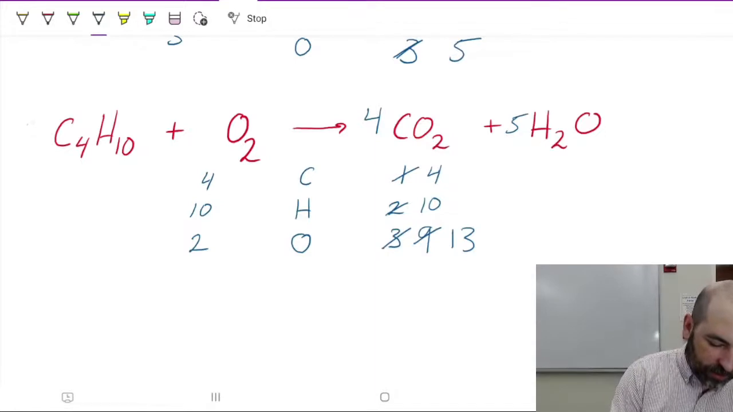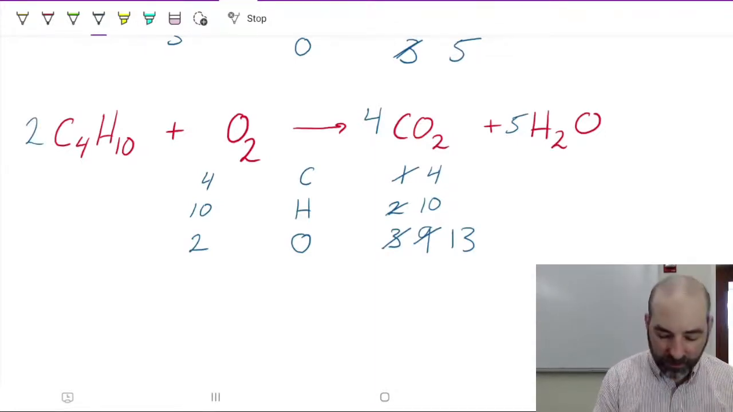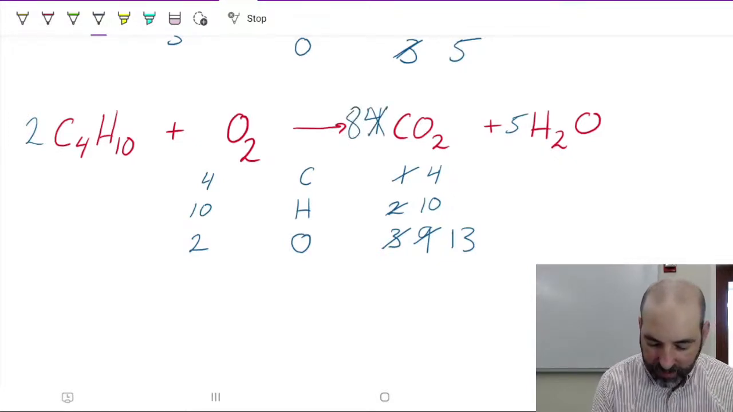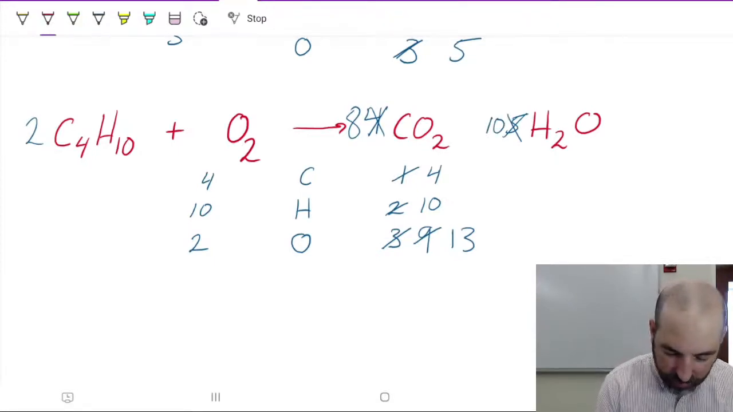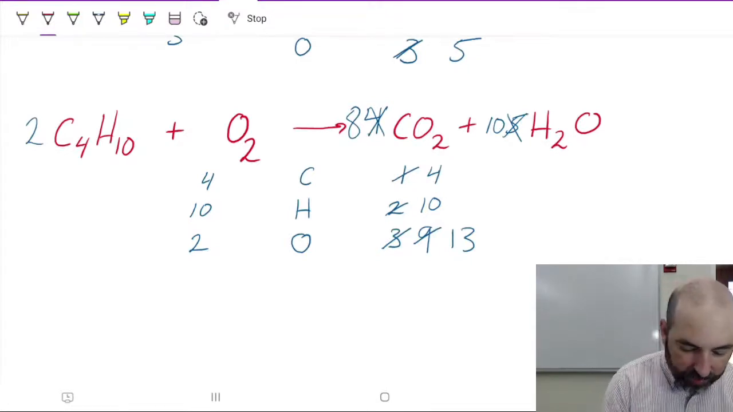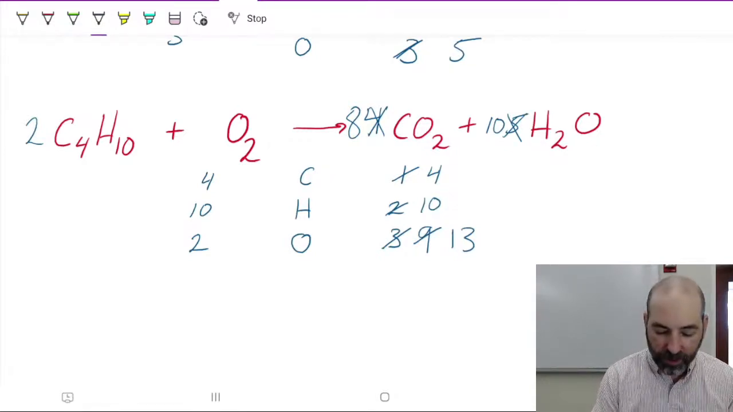We put a 2 here. We'll leave the oxygen alone for now because we know we have to put something there. We haven't put anything there yet. But instead of 4 here, we'll put 8. And then instead of 5 here, we'll put 10. And the reason to double everything like that is then we don't have to worry about the carbon and the hydrogen again, because we know the numbers are different, but they're going to be in balance.